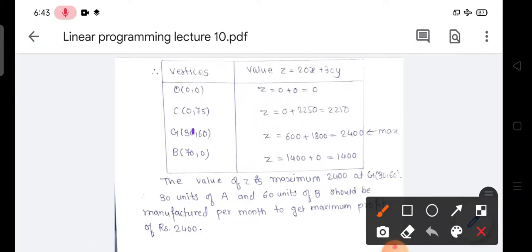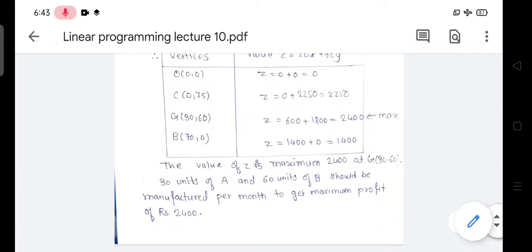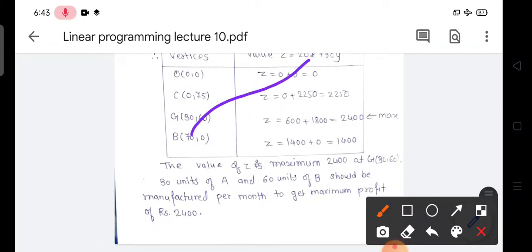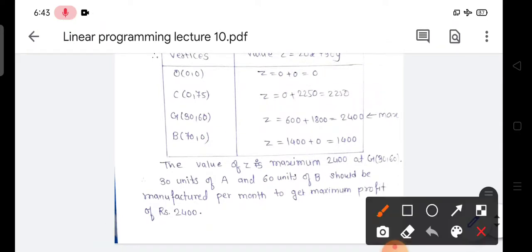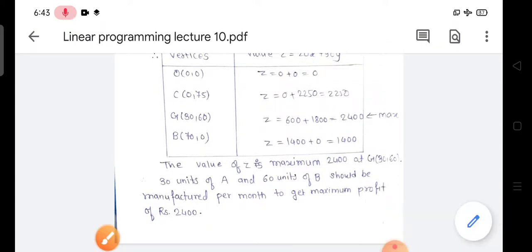Okay, x coordinate 30, y coordinate 60. So 600 plus 1800, so the total is 2400. And the last point, x coordinate 70, y coordinate 0. So 70 into 20, 1400 plus 0. So the total is 1400.